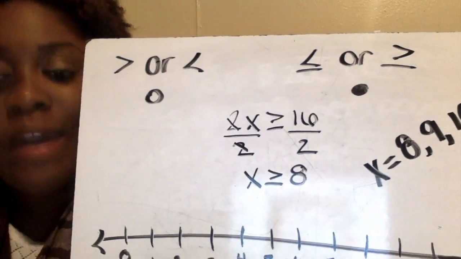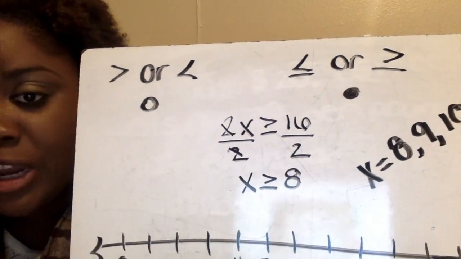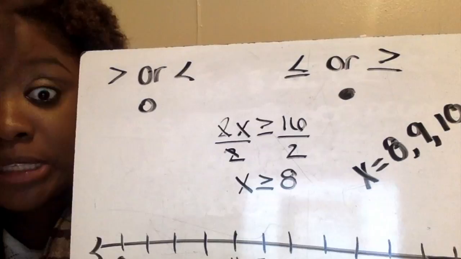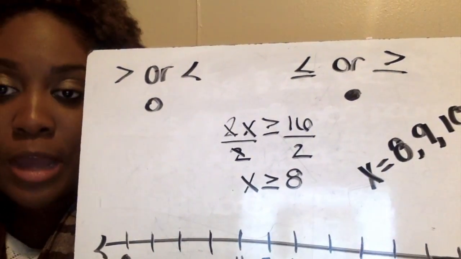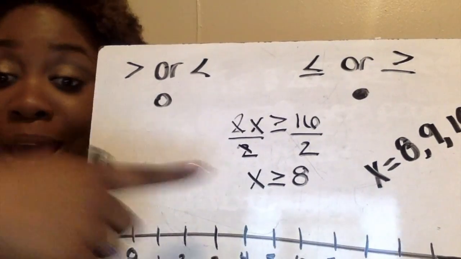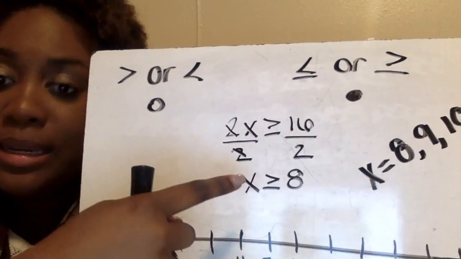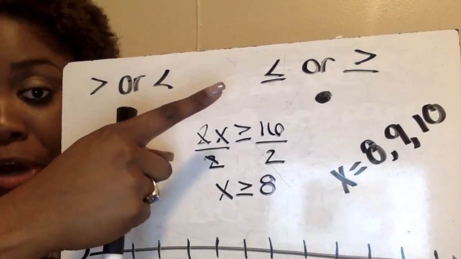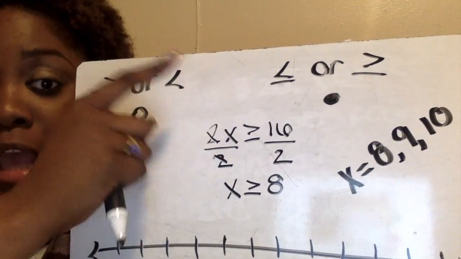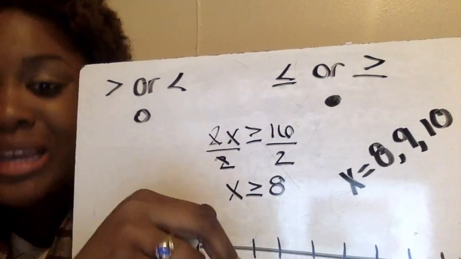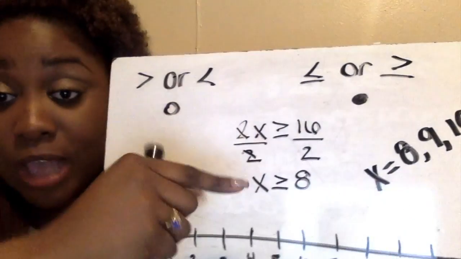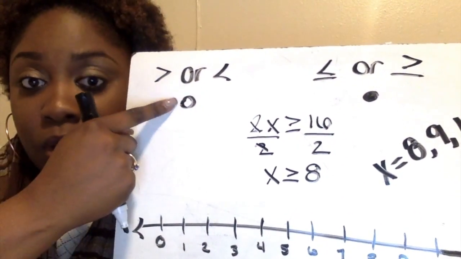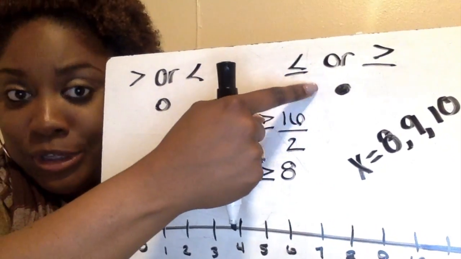So remember that if I have a regular greater than or less than sign, I have an open dot on my number line. The reason I have an open dot is because that number is not going to be included in that data set. Now, if I have a greater than or equal to or less than or equal to sign, I am going to have a closed dot, because that means that number is included because it has that equal sign. Okay, so think about it. Does not include it, does include it.